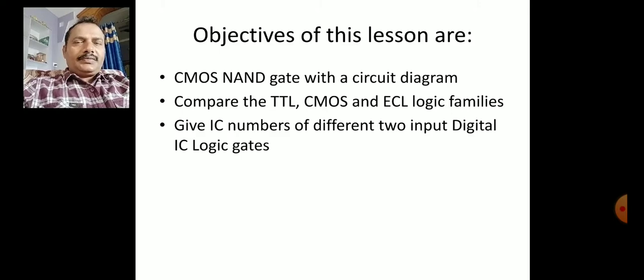In the CMOS NAND gate, first we discuss how the CMOS structure is there, how it is manufactured, what are the manufacturing stages of CMOS, how the P channel MOS and N channel MOS are manufactured in the same semiconductor material, how the internal connections are made, and how that CMOS transistor works.